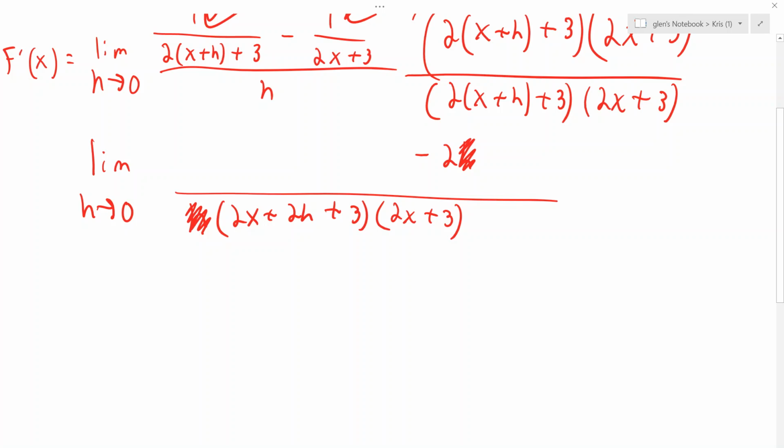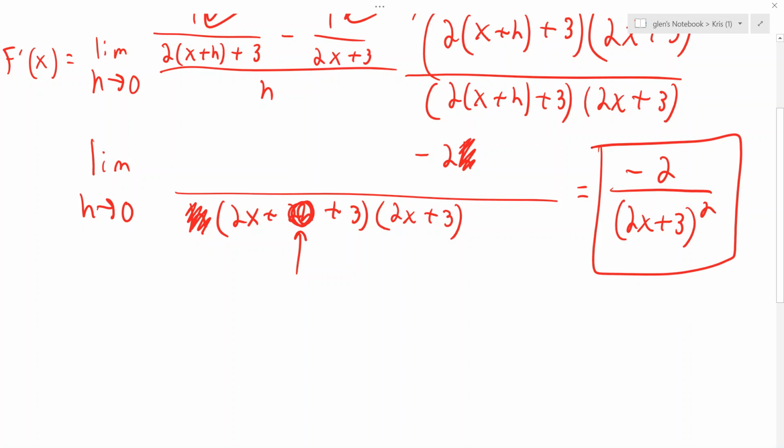And once that happens, you can plug in 0 for h. Okay? When I drop a 0 in for h, there's only one h left. That's right here. This thing just becomes a 0. So what we are left with is negative 2 over 2x plus 3 times 2x plus 3, which you are going to write as 2x plus 3 squared. Do we have that?